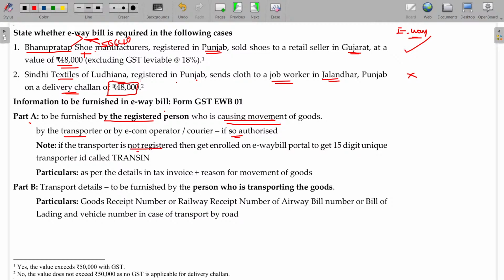Note, if the transporter is not registered, then get enrolled on the e-way bill portal to get a 15-digit unique transporter ID called TransIn. If he is not being the registered person, he needs to get an enrollment number through the e-way bill portal.